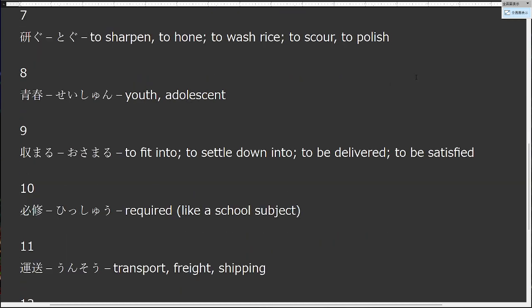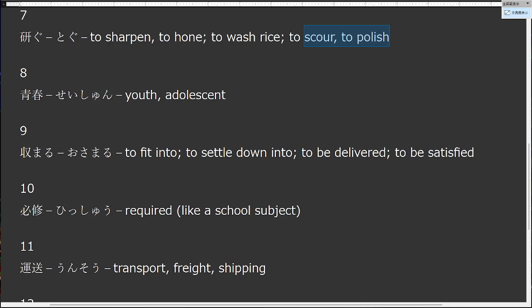Number 7 is togu. From our kanji, from kenkyu, or research, kenkyu no ken is to sharpen, to hone, to wash rice. It can also mean to scour or to polish. And kenkyu makes sense because you're polishing your knowledge, you're polishing up one's knowledge of the subject in the research.